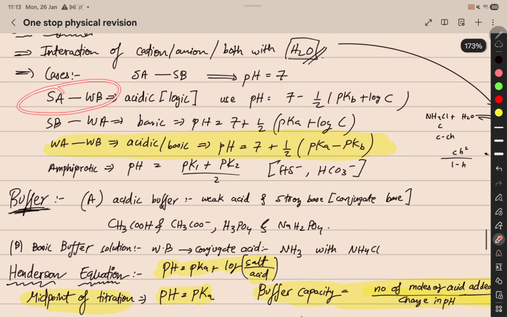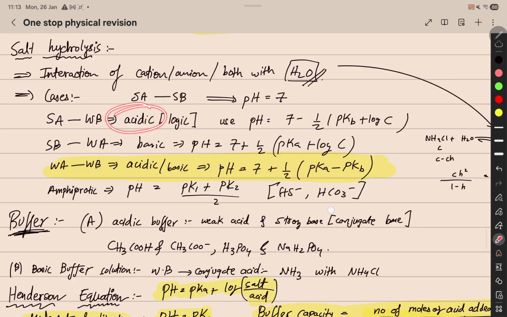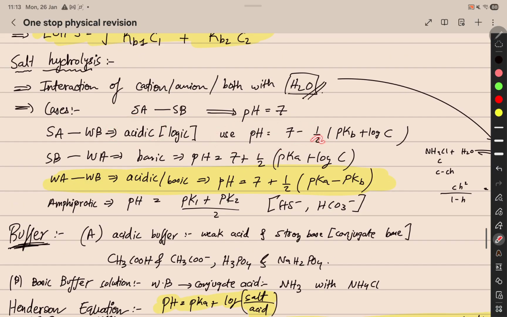Strong acid weak base gives an acidic salt, and we can use pH is equal to 7 minus half into pKb plus log C. Strong base weak acid gives a basic medium, so pH is equal to 7 plus half into pKa plus log C. Weak acid weak base can be either acidic or basic depending on pKa and pKb values, and pH is equal to 7 plus half into pKa minus pKb. For amphiprotic salts, pH is equal to pK1 plus pK2 by 2, and it's valid for salts such as HS minus, HCO3 minus, right?